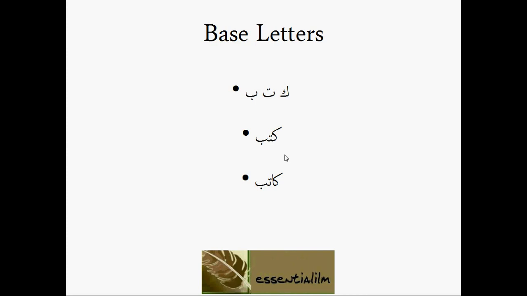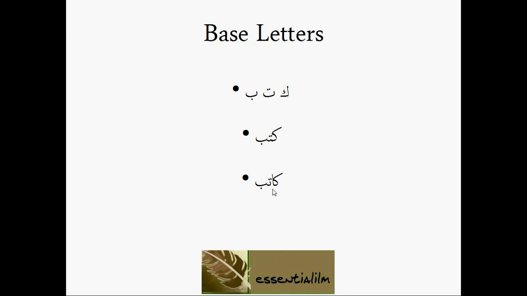And if you take the same three base letters but you put an alif after the first, it becomes katib, which means the one who writes. So basically both kataba and katib have the meaning of something related to writing, but because of the placement of the vowels and extra letters, that changes the meaning.